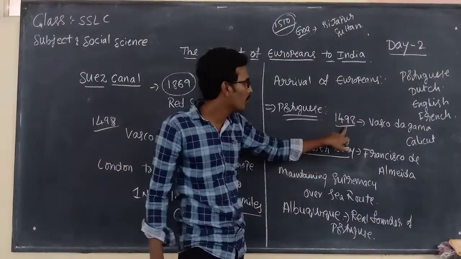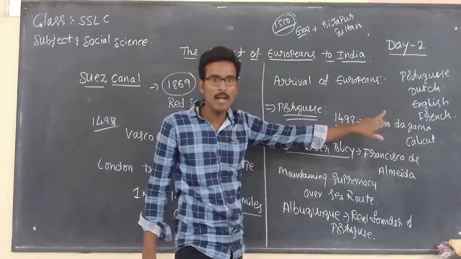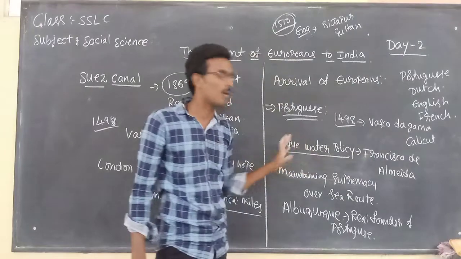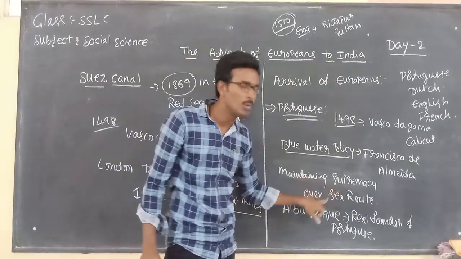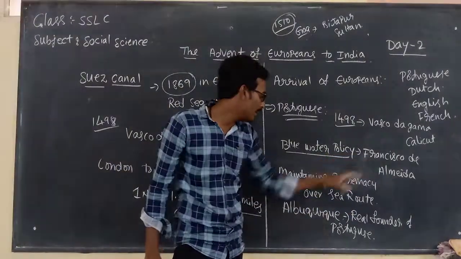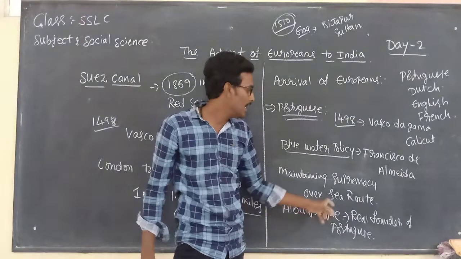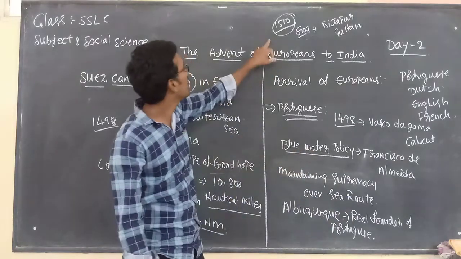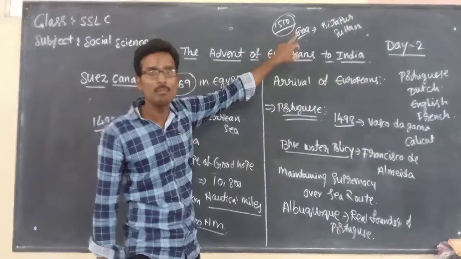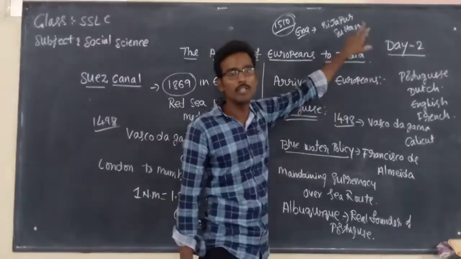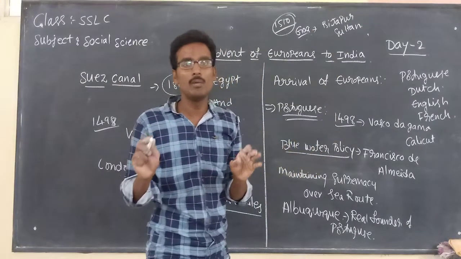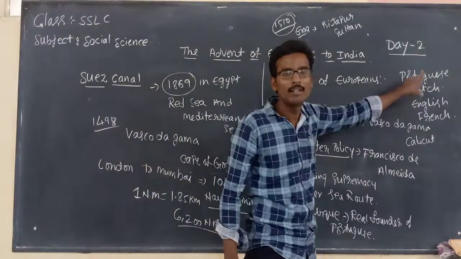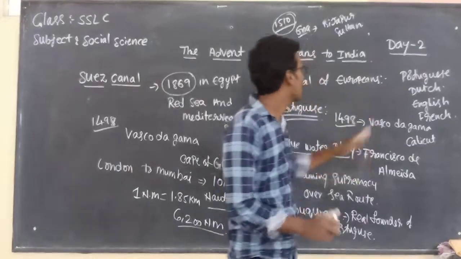Listen carefully. 1498, Vasco da Gama arrived. After that, Francisco de Almeida, Blue Water Policy, maintaining supremacy over the sea route. After Almeida, Albuquerque arrived, considered the real founder of the Portuguese in India, because in the year 1510 he captured Goa from the Bijapur Sultan. I hope everyone is clear with this topic. So the first Europeans, the Portuguese, are completed.